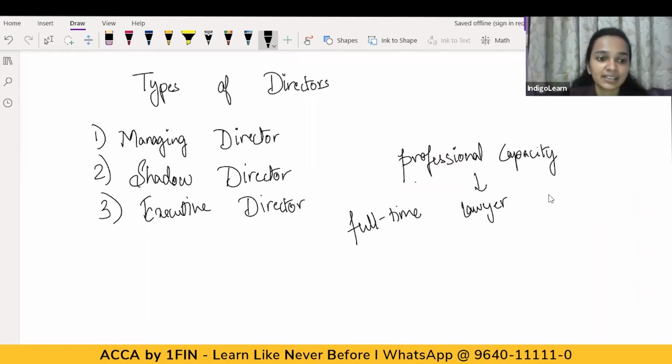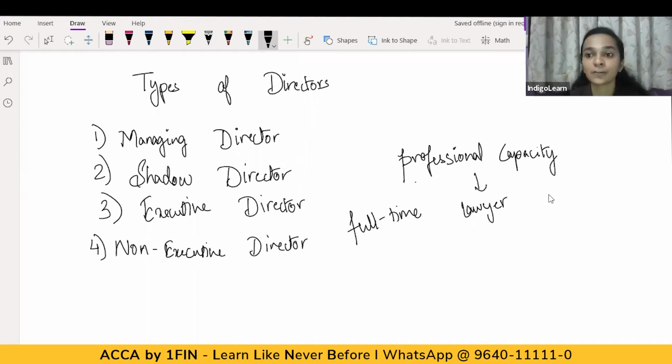And finally, the last type is a non-executive director. A non-executive director is basically a person who does not take part in the day-to-day activity of the company, but rather he is a part of the board. He is a director who has been appointed for his expertise.